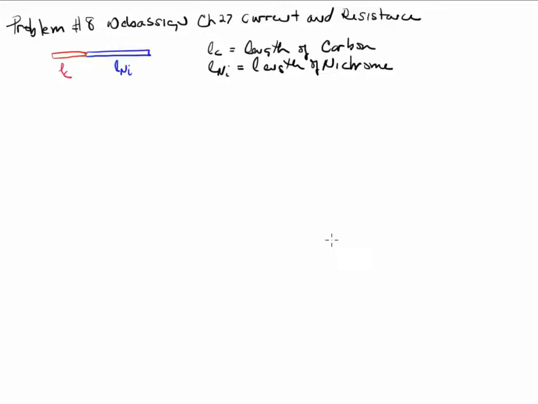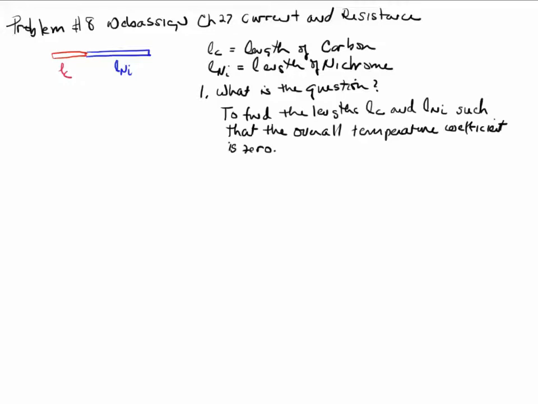Okay, we're going to be looking at problem number 8, WebAssign chapter 27, current and resistance. The objective is to find the lengths L_C of carbon and L_Ni of nichrome such that the overall temperature coefficient is 0. And that is the question. So how do we start this?